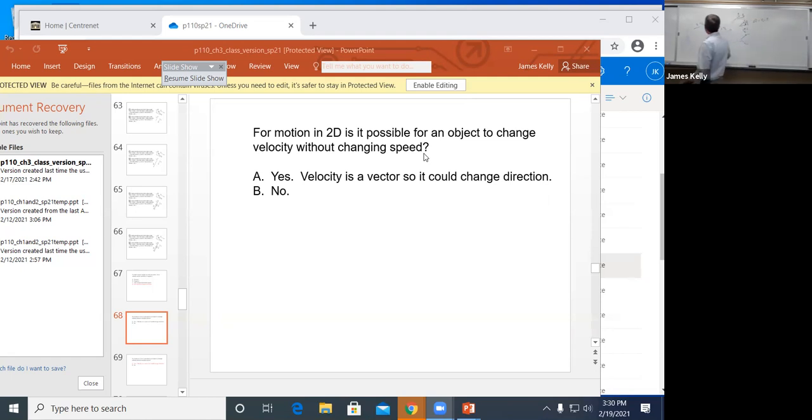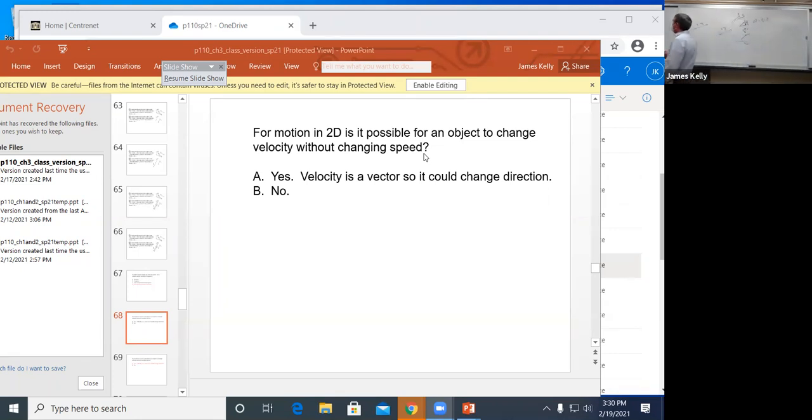Is it possible for something moving around on the board as time goes on to change its velocity without changing its speed? Okay, 2/3 of you are looking ready to vote. So if you got an answer, hold it up. It looks like the majority, it's not unanimous, but the majority is A, saying yes.